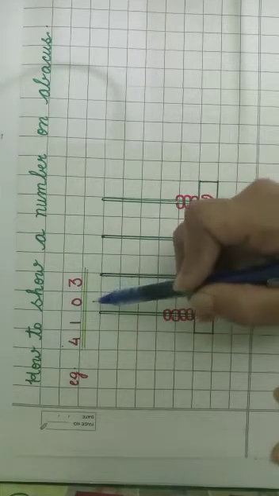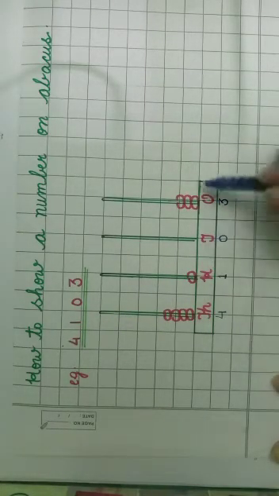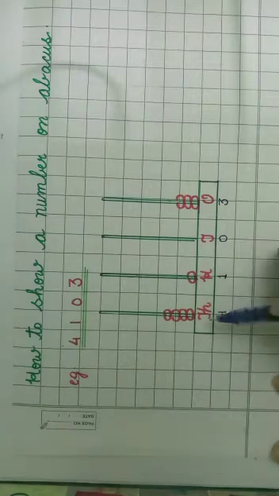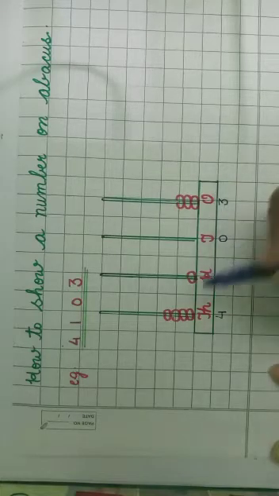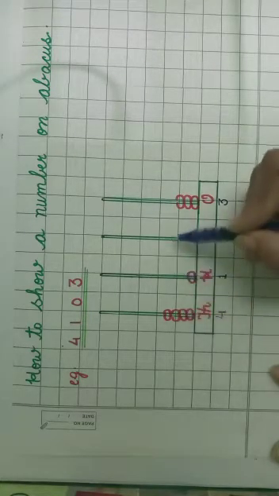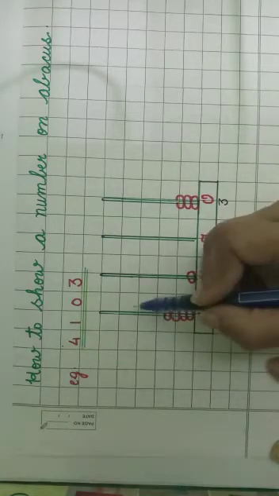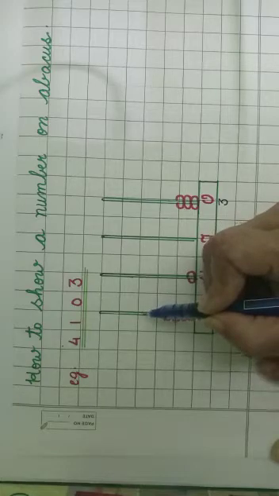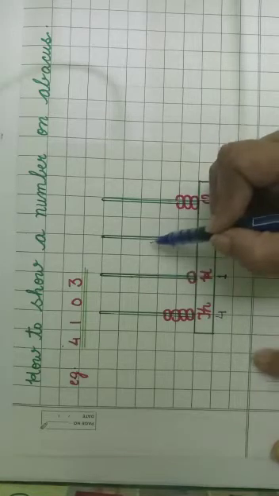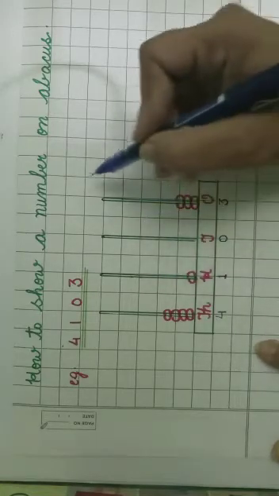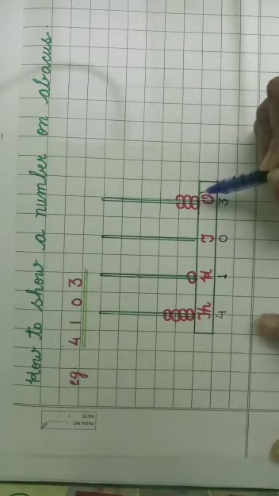For showing this number, first of all we will draw an abacus. First of all draw this base. Draw this base in 8 boxes. Clear? Then after that draw these 4 spikes. Leave one column and draw first spike, then 2 columns, second, then 2 columns, third, and then 2 columns, fourth. Clear beta?